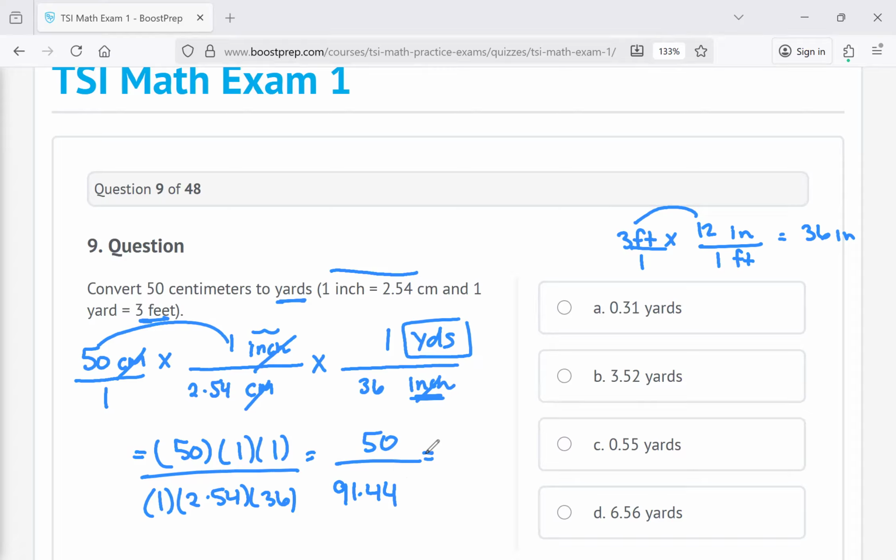And then put that in the calculator. So 50 divided by 91.44 is 0.5468. And as you can see, our final unit will be yards. Our best choice will be C because they rounded to two decimals, so that's 0.55. There you go.